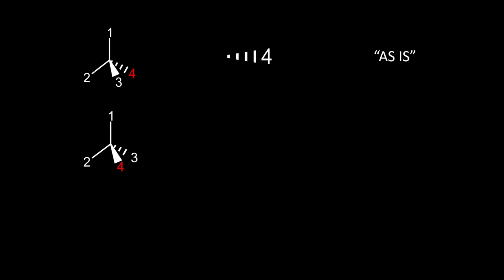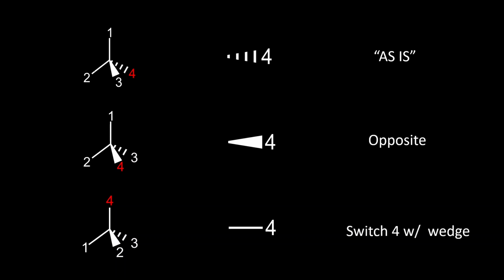For a molecule where the fourth priority is on a dash, you draw the circle from 1 to 3 on the page and leave it as is. When the fourth priority is on a wedge, you draw it on the paper, call it anti, and the opposite will be your answer. When the fourth priority is on a line, this is usually the hardest. However, if you switch the 4 with the wedge and draw from 1 to 2 to 3 like usual, you will get the answer. Let me show you.